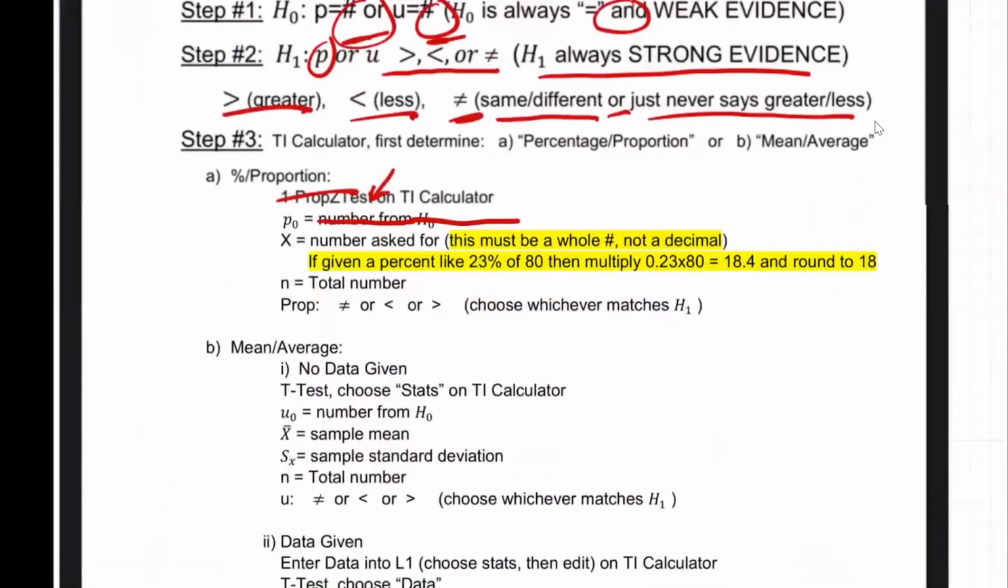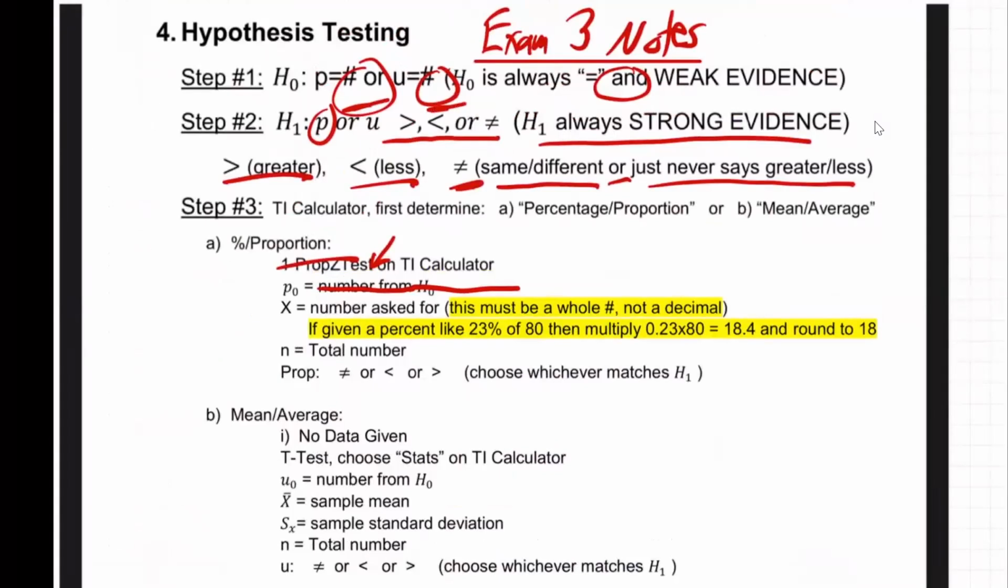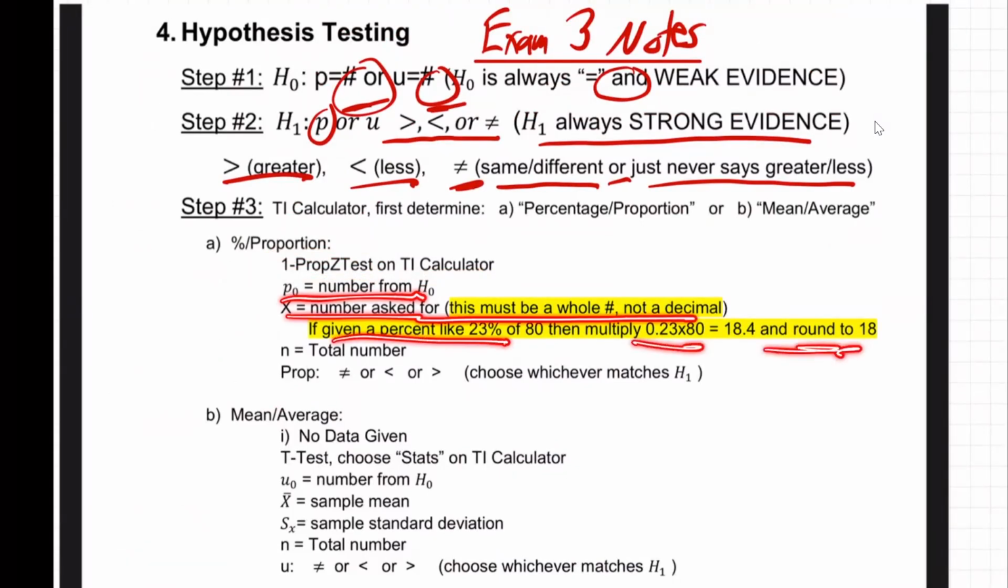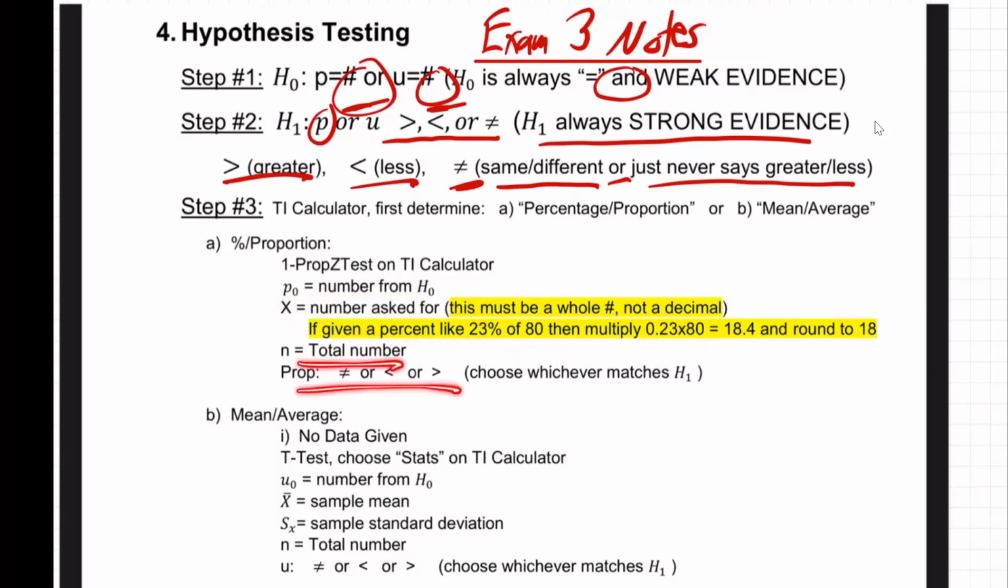Well, right here on the notes, we're on step 3 now. It says go to your TI calculator. First determine, is it a percentage or a mean question? Well, it's a percentage. So we're going to go to, as it says right here, the 1-PropZTest on our TI calculator. P0 is the number from H0. X is the number being asked for. This must be a whole number. If you're given a percentage, multiply and round. N is the total number. The alternative, we've already chosen, is going to be not equal.